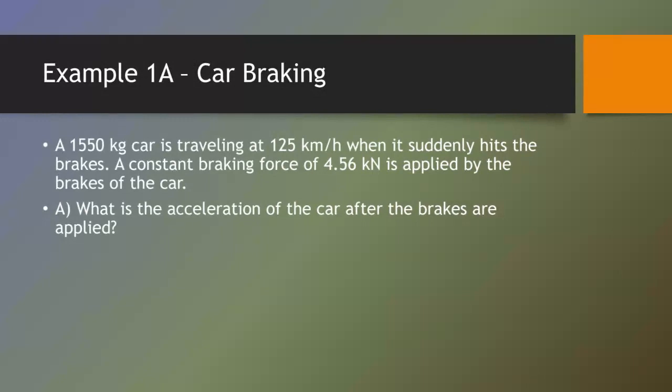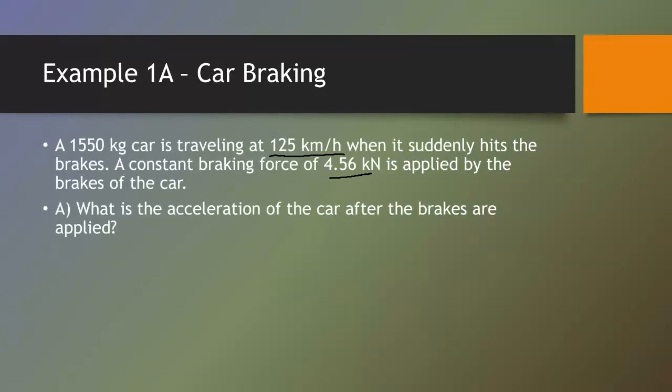In the first example, we have a 1,550 kilogram car traveling at 125 kilometers per hour. When it suddenly hits the brakes, the car applies a constant braking force of 4.56 kilonewtons. What's the acceleration once we apply the brakes to the car? Well, this is relatively easy to figure out. We just need the force and the mass, which we have.